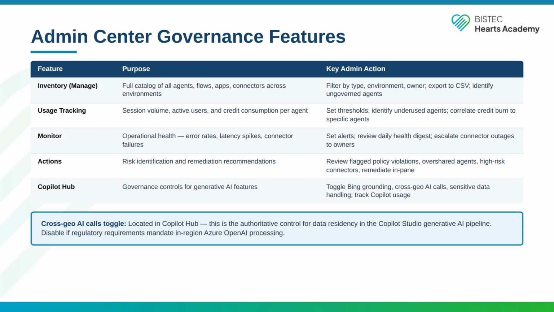It is located in Copilot Hub and is the authoritative control for data residency in the Copilot Studio generative AI pipeline. Disabling it forces Azure OpenAI processing to remain within the region where the environment is provisioned. Simply provisioning an environment in a specific Azure geography does not guarantee that generative AI calls stay within that region. The cross-geo toggle must also be explicitly disabled. This distinction is directly tested in the AB100 exam.